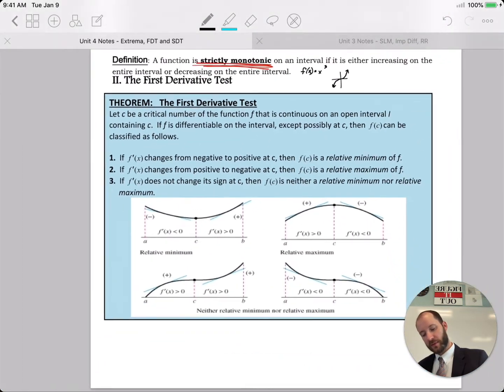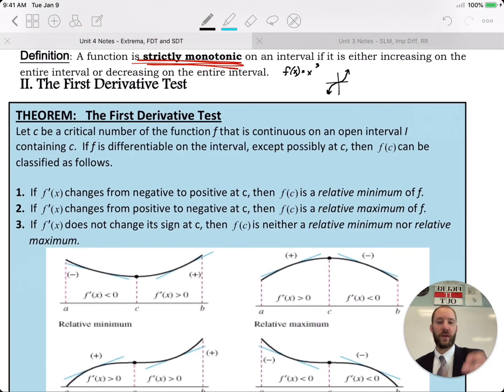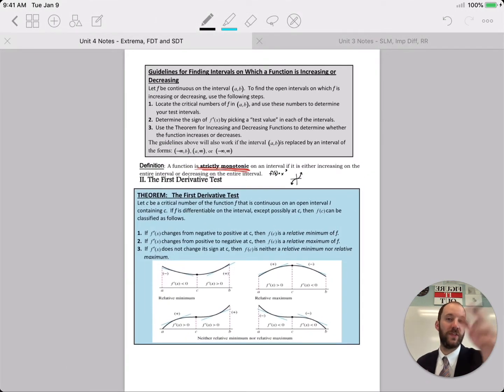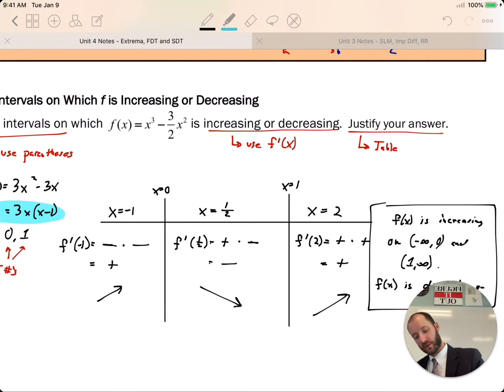And then that table really becomes your first derivative test, looking at changes in behavior. If f prime changes from negative to positive, we have a relative minimum. If it changes from positive to negative, we have a relative maximum. If it does not change, you have neither. So every relative maximum is a critical number. Not every critical number is a relative maximum. So visually, you see up, then down, then up. So you see the change in behavior there.